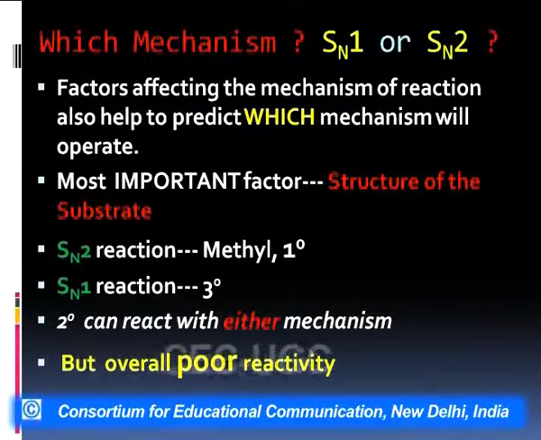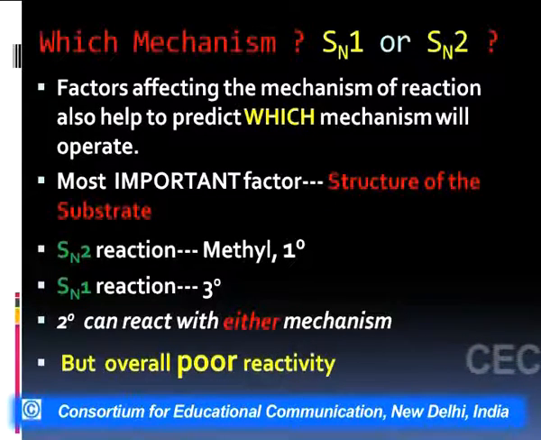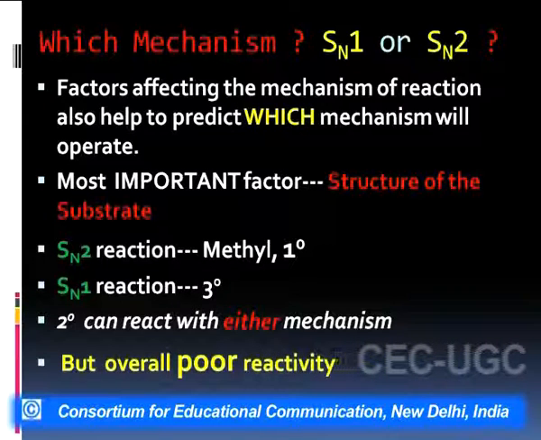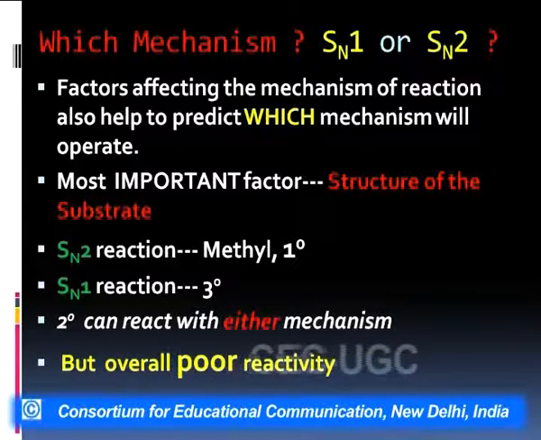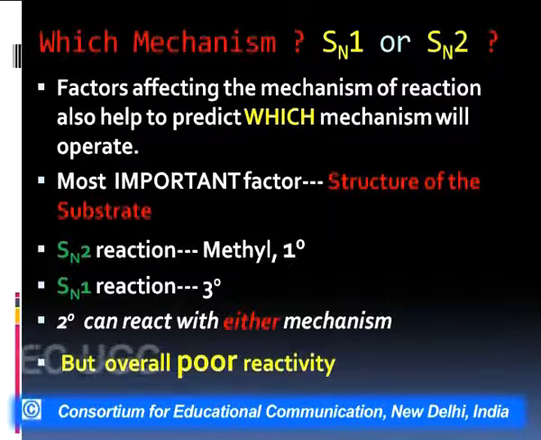So now the question arises: which mechanism, SN1 or SN2? The most important factor which helps us is the structure of the substrate. If the substrate is methyl or a primary alkyl, then the reaction will proceed via the SN2 mechanism, whereas if the substrate is tertiary, then the mechanism followed will be SN1.